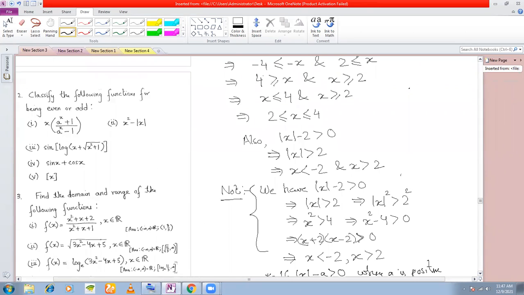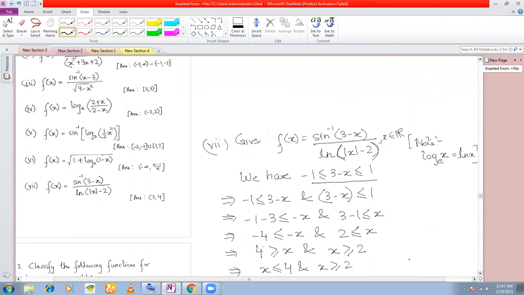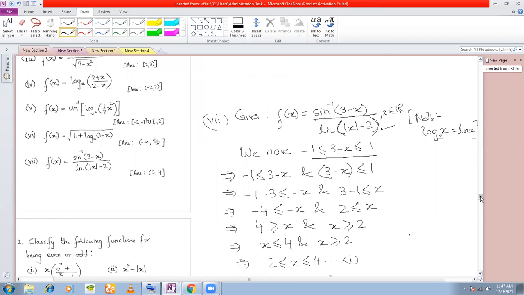So how many restrictions are we getting? This is the first restriction we are getting. This is the second restriction that we are getting. Okay, and what else should be the restriction? If you see in the denominator, I have a log here, right? So therefore, denominator cannot be equal to 0. That means log of mod x minus 2 cannot be equal to 0. That will give our third restriction.